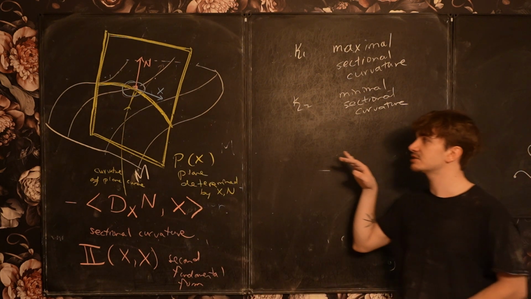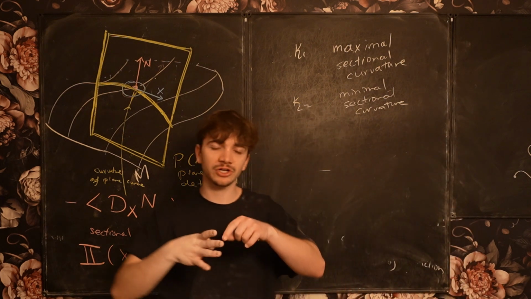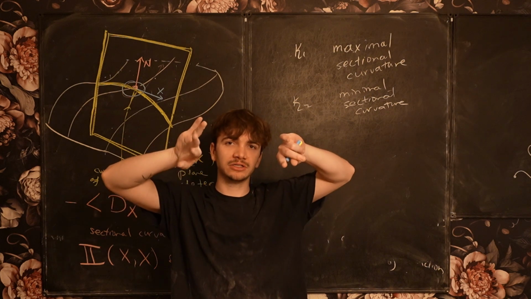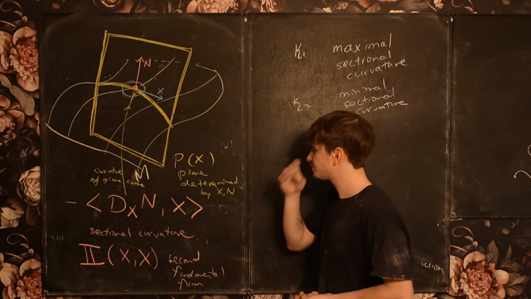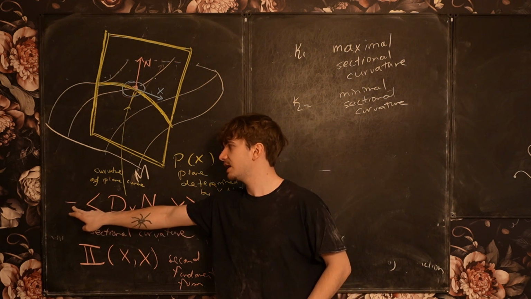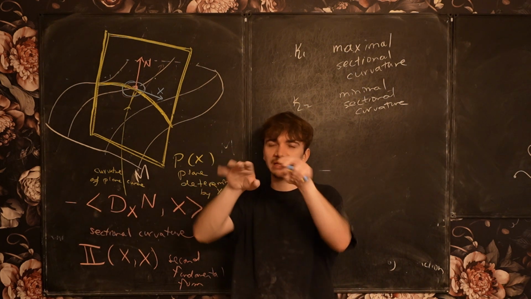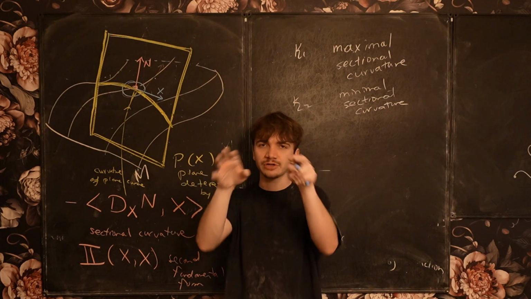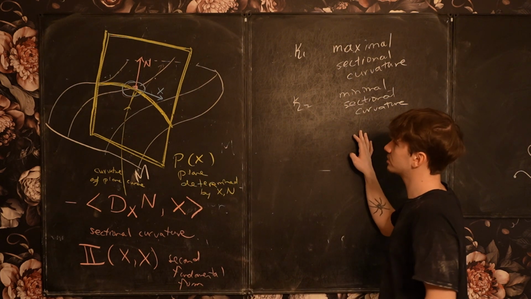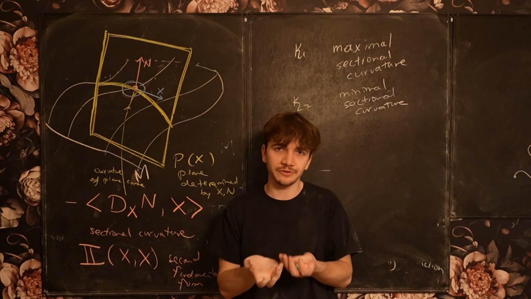And the maximum sectional curvature is basically the place where the surface bends the most. Bends upwards the most, intuitively speaking. Or I guess it would be downwards, right? Because of this negative sign convention, I believe it's going to be the place where the surface curves downward the most. And then the minimal sectional curvature, on the other hand, is the place where the surface curves up the most.